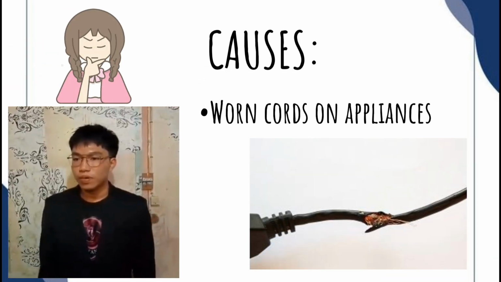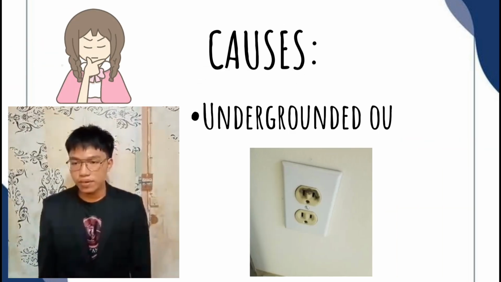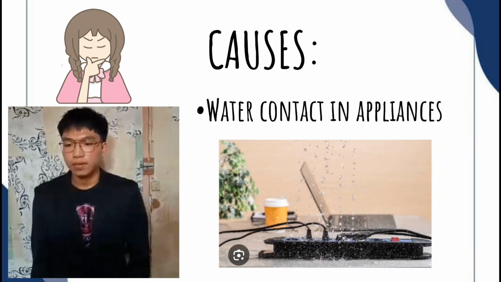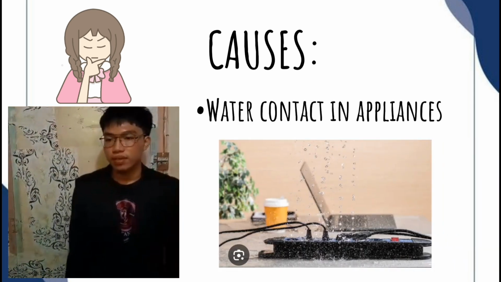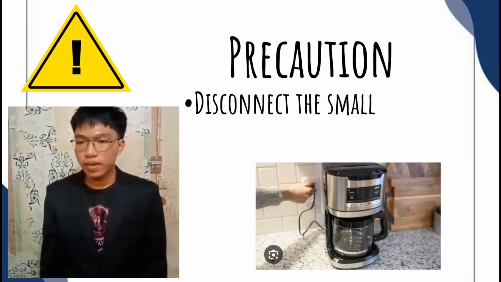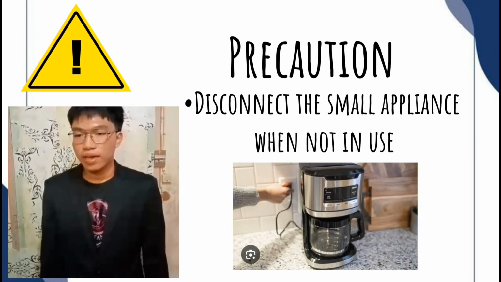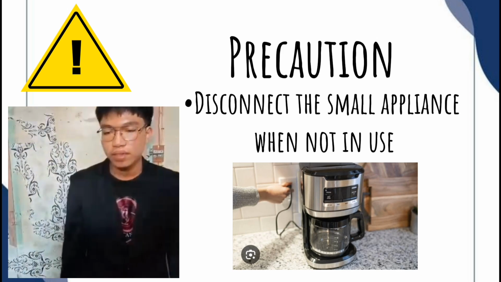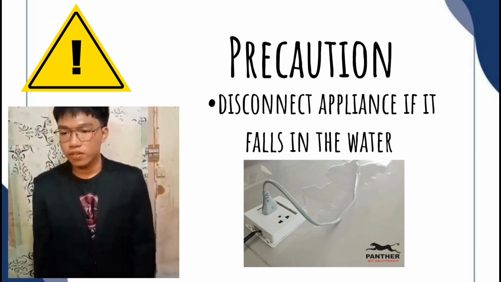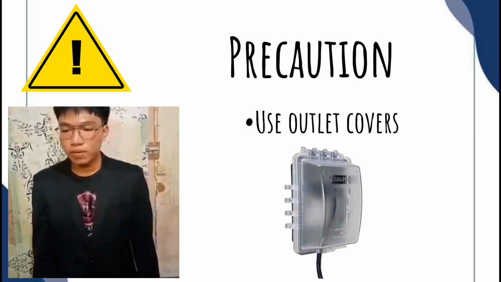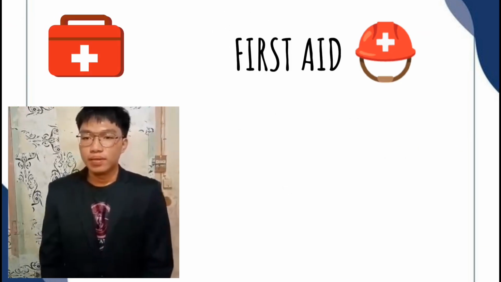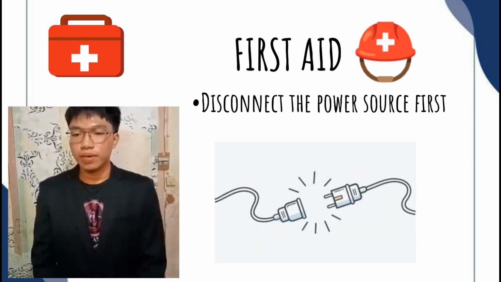Causes: worn cords on appliances, ungrounded outlets, and water in contact with appliances. Precautions: replace worn cords. Disconnect small appliances when not in use. Disconnect an appliance if it falls in water. Use outlet covers. First aid: disconnect the power source first.